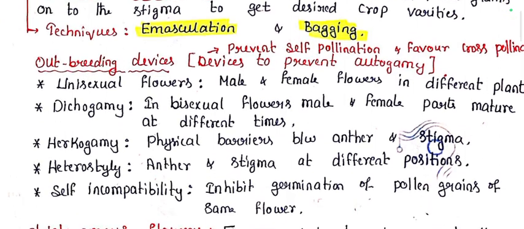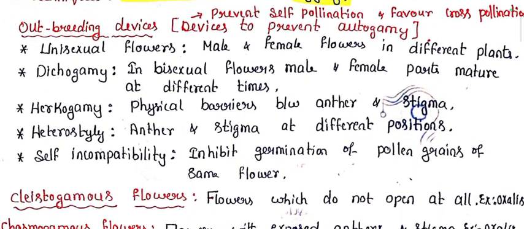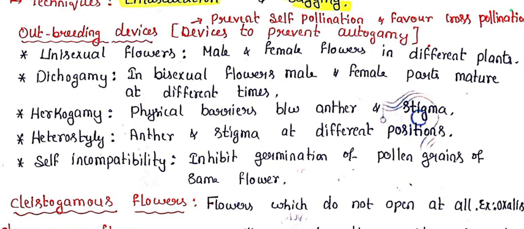Another very important point to remember here is outbreeding devices. Outbreeding devices are the devices to prevent self-pollination, autogamy, and favor cross-pollination. So which are the outbreeding devices? Unisexual flower, dichogamy, which means in bisexual flower, male and female parts mature at different times.